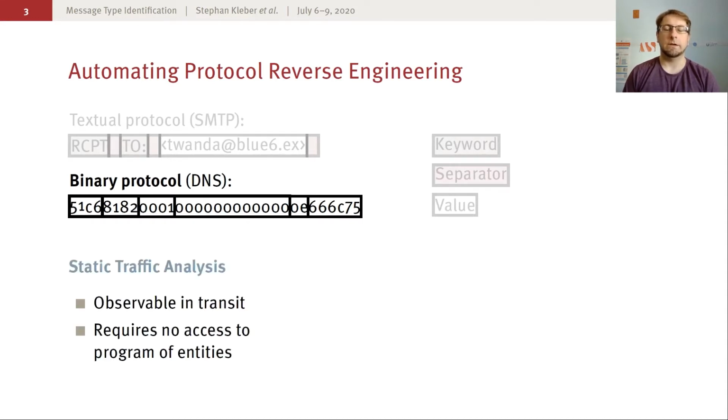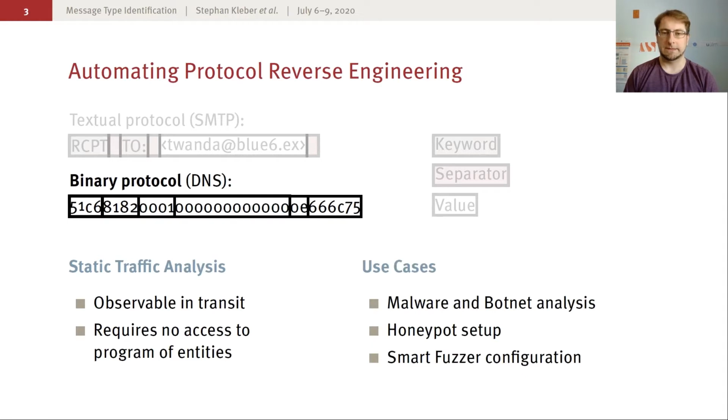The method that we employ for this is static traffic analysis. There, we only base our analysis on the traffic traces that are recordable from data that is observable in transit. The advantage of this method is that we require no access to the program of the entities that talk the protocol. This is especially interesting for use cases where the executable binary is not available. This is the case, for example, in malware and botnet analysis, for the setup of honeypots for unknown protocols, or to configure smart fuzzers to test the implementation of a protocol where no specification is available.